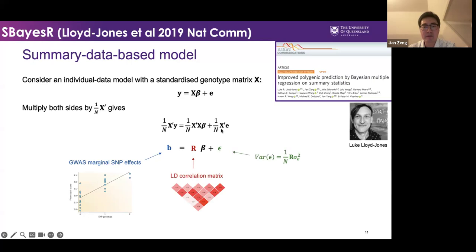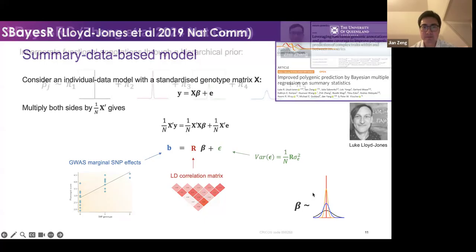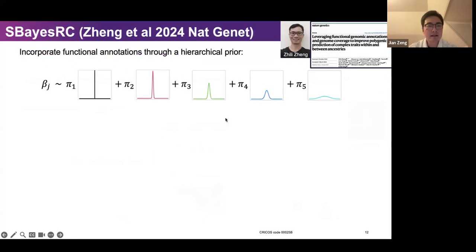Even though in the original model the residuals are uncorrelated, in the summary data model the residuals have a correlation structure that is proportional to the LD correlation matrix. In SBayesR, we assume this joint effect has a mixture of multiple components. And in our recent work, we extended this method by incorporating functional annotations.